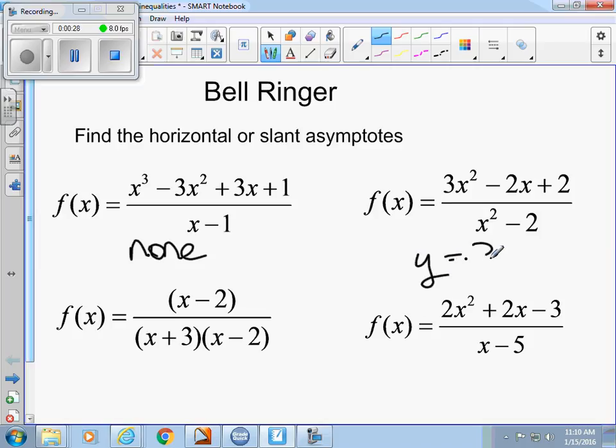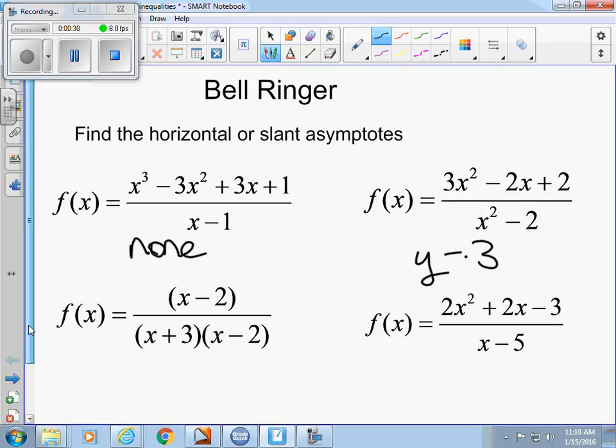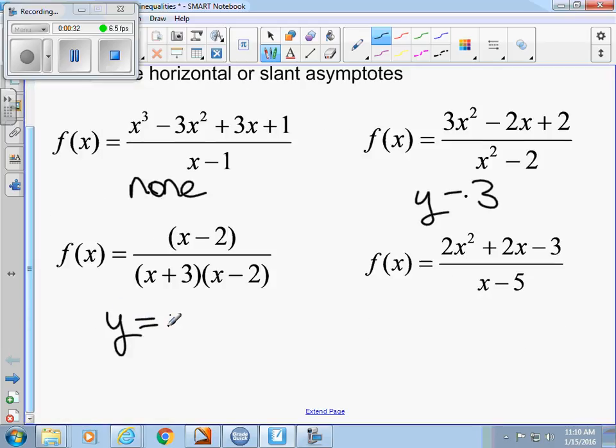Y equals 3. Third one? Y equals 0. Bottom has a higher degree. Fourth one, we would have to divide. I'm going to go really quick through that.